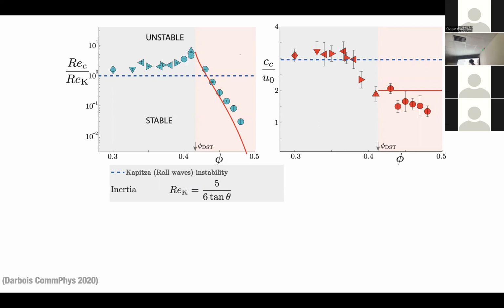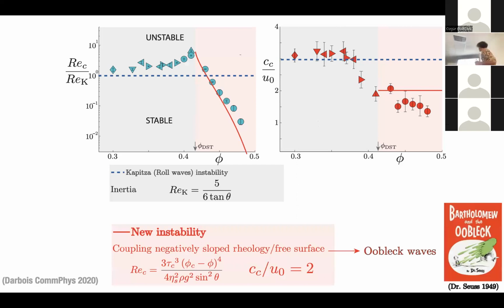The novelty here is above VDST, above the discontinuous shear thickening. When the rheogram becomes negatively sloped, we see the emergence of a different branch, which is not predicted by the Kapitza instability. And the flow can be unstable at low Reynolds number. It's a very different instability. And actually, the stability analysis I just presented can capture this branch, this is the red curve, and also the drop of the speed of the kinematic waves.